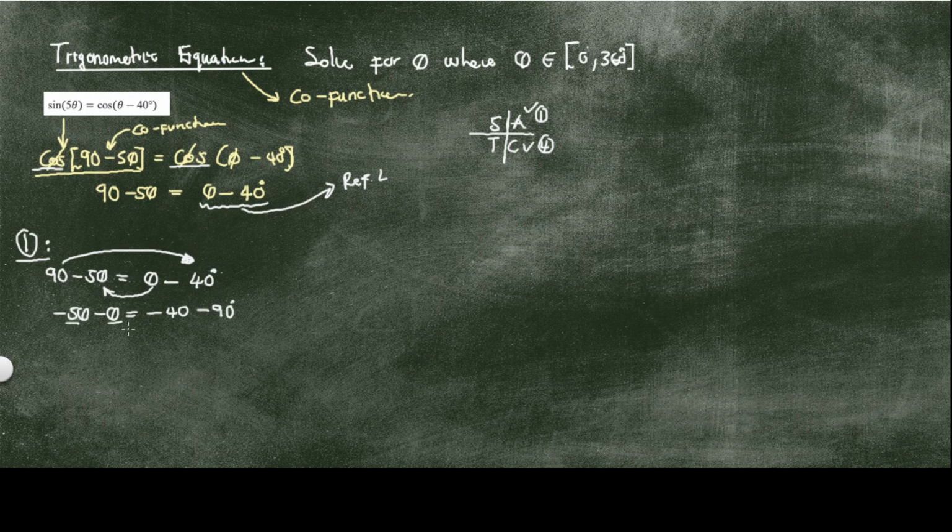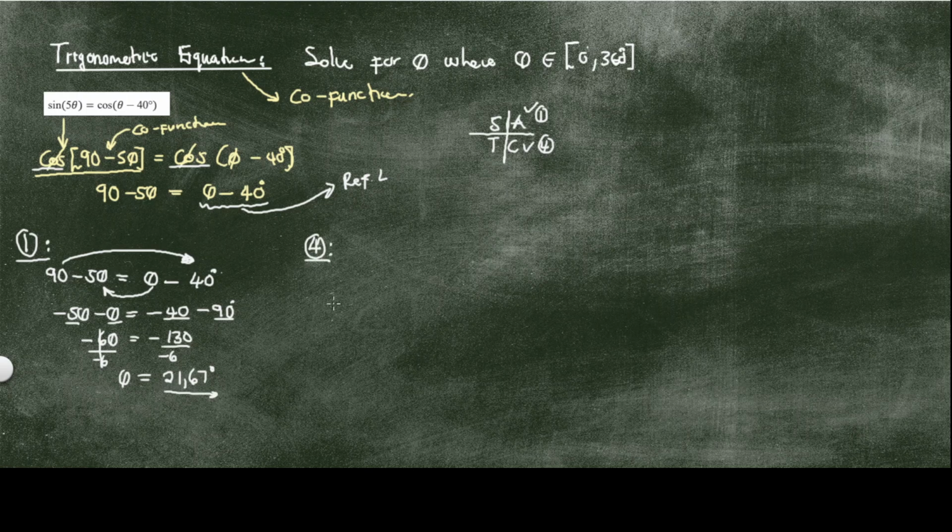Minus 5 theta minus theta is negative 6 theta. Minus 40 minus 90 gives us negative 130. Negative 130 divided by negative 6. Theta is equal to 21.67 degrees. So this is theta. Then the fourth quadrant.